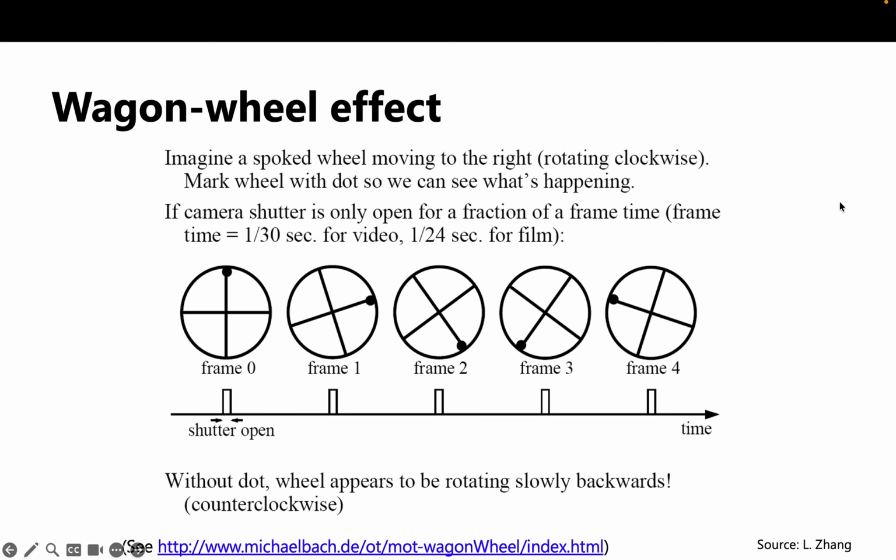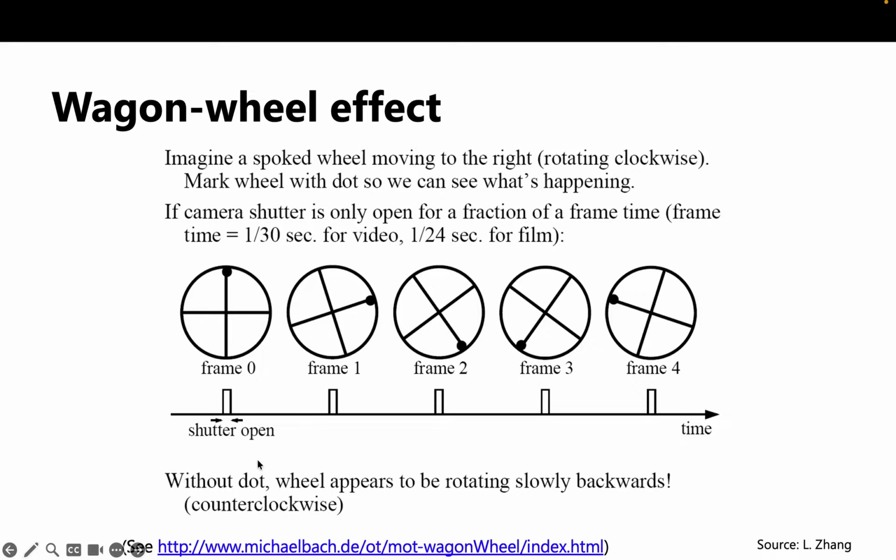And there is something we call the wagon wheel effect. So if you look at this image on the left hand side, we have this frame 0, and then we put a marker on top so that we know when the wheel is rotating. And if we have this camera and we try to capture, on frame 0 it looks like this, and then on frame 1 you rotate it in the clockwise direction. Frame 2 the angle changes again, then frame 3 and frame 4, so we know it's rotating clockwise.